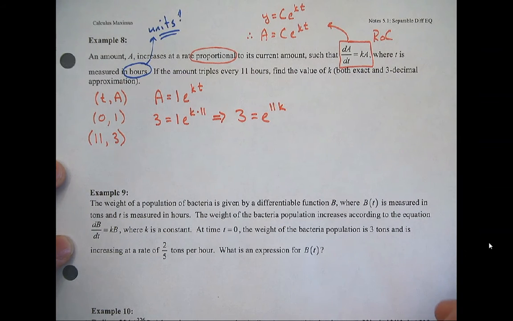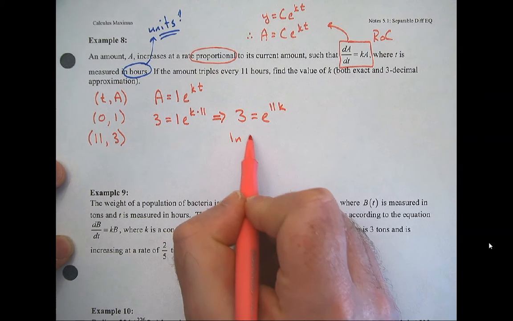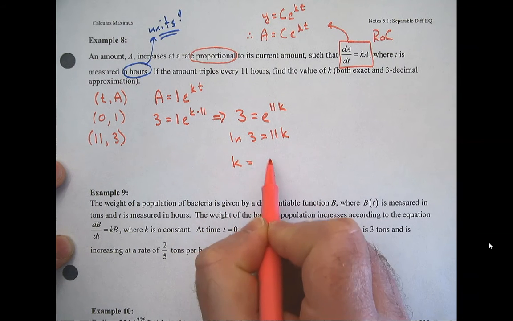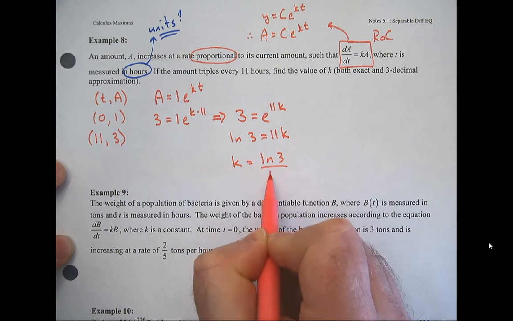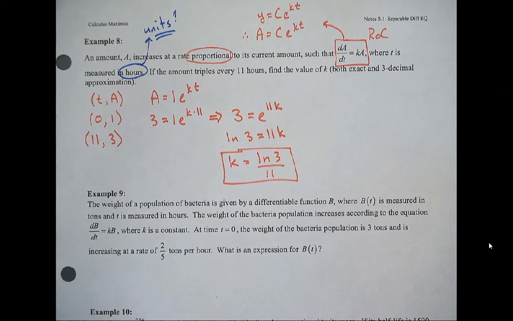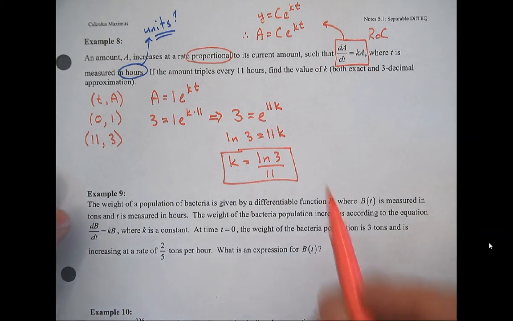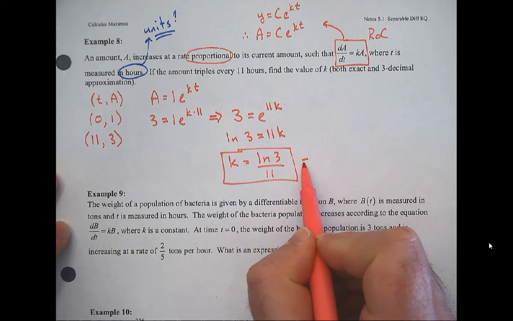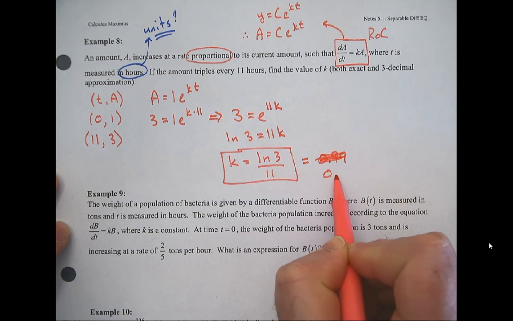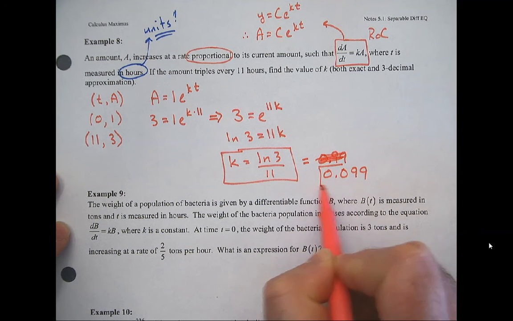Who's farthest away on the same side? E to the, so I'm going to natural log both sides. Who's keeping k from being by himself? 11. So k is natural log of 3 over 11. Boy, that was an easy one. That doesn't happen very often. Ooh, the decimal approximation. Calculator. Natural log of 3. Take that and divide it by 11. I got my decimal approximation to be 0.99. Dang it. 0.099.